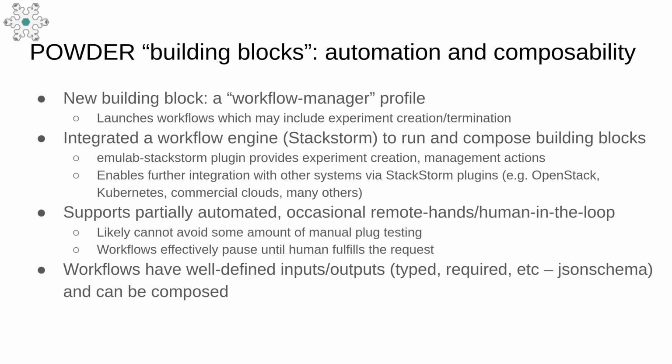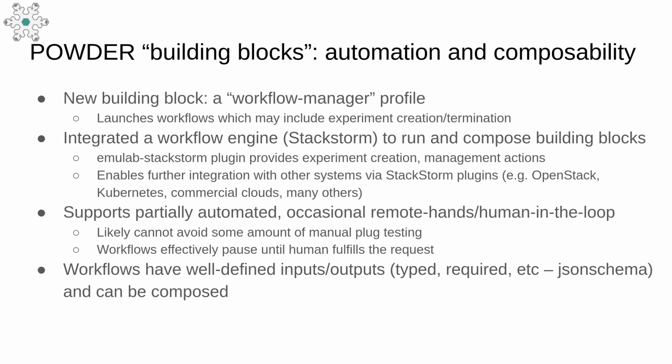StackStorm does support these partially automated workflows that occasionally require remote hands, and we expect this to be important in the O-RAN ecosystem. It's unlikely that we can avoid all forms of manual plug testing, thinking down to the lower layers of the fronthaul or the RF side of things. But StackStorm supports this very easily and essentially pauses the workflow until the human fulfills the pausing request on the branch that's needing to be paused. And then the workflow can continue.